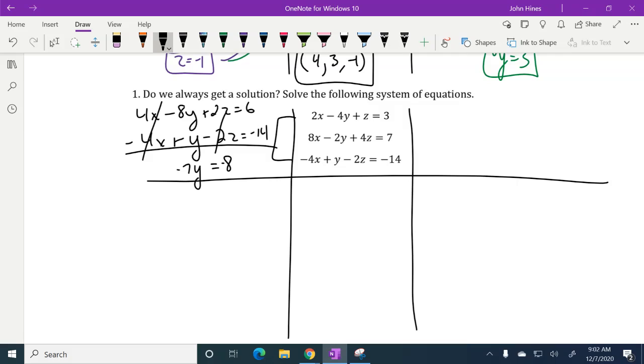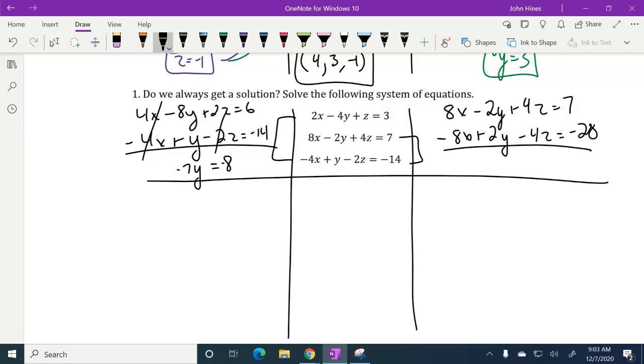That's a little weird. Let's pick another. Let me pick these two here and see what happens. So I need to double the bottom. This is not starting off well. Doubling the bottom. Goodbye. Oh. 0 equals negative 21.